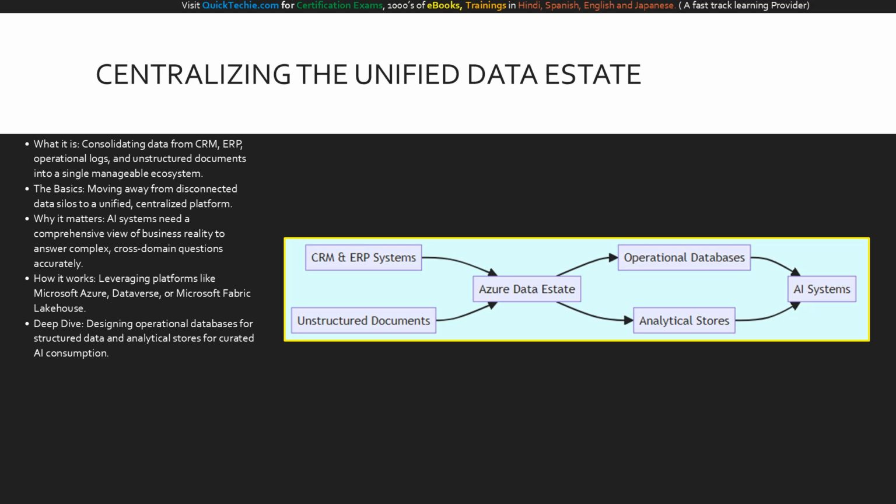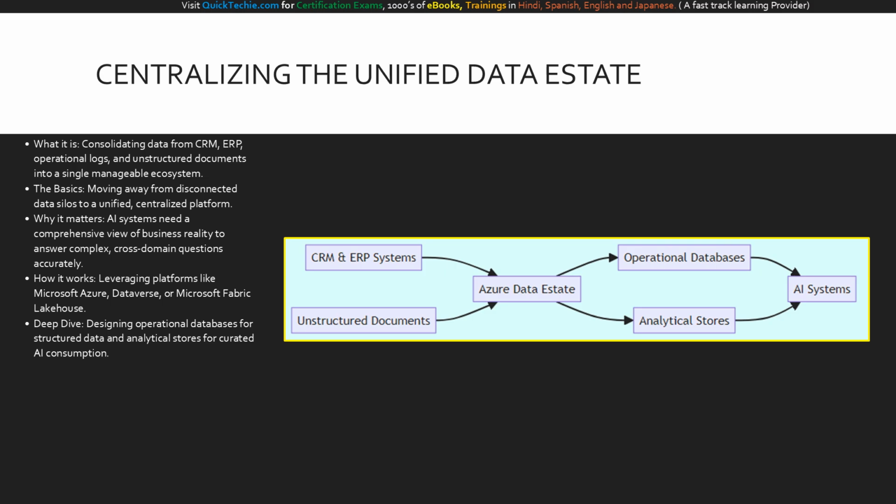Moving to our second core principle, centralization. This is the where of your data strategy. To make data available for other AI systems, you must aggressively move away from scattered data silos. How do we actually achieve this? We leverage robust enterprise platforms like Microsoft Azure, Dataverse, or Microsoft Fabric to build a unified data estate.